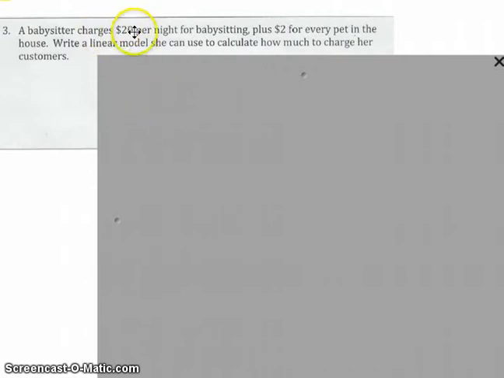Well, this babysitter starts at a starting amount of $20. Even if she shows up and they say, well, you know, we only need you for half an hour, it's still $20. The way that she babysits is she charges that $20 plus $2 for every pet in the house. It's an interesting approach. It's a word problem. I made it up. So my starting amount, or my y-intercept, is 20. My rate of change is $2 per pet.